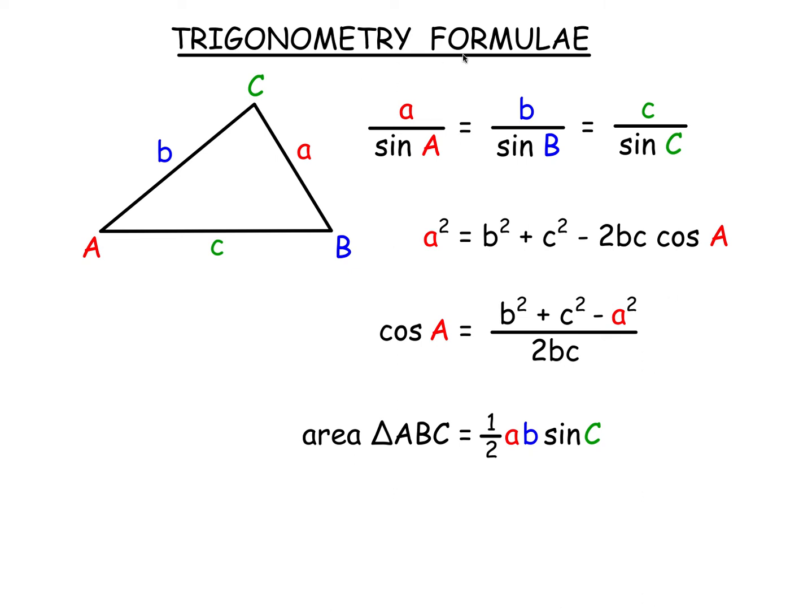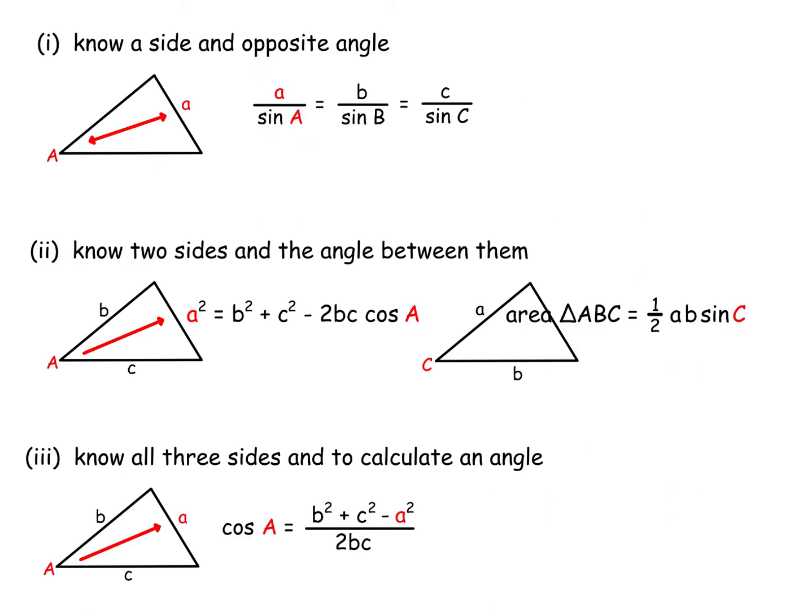Previous videos looked at formulae connecting the angles in a triangle to the sides of the triangle: the sine rule, two forms of the cosine rule, and the area formula. The situations in which you used each of these were: if you know a side and an opposite angle, with that pairing, use the sine rule. This ratio, side A over sine of the opposite angle, has a value which is the same as any other similar pairing for other sides and angles.